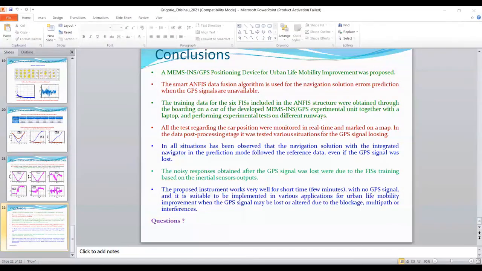I repeat, my name is Teodor Lucian Grigori. I'm a professor at the Military Technical Academy Ferdinand I in Bucharest. And I will present my paper, MEMS INS GPS Positioning Device for Urban Life Mobility Improvement.